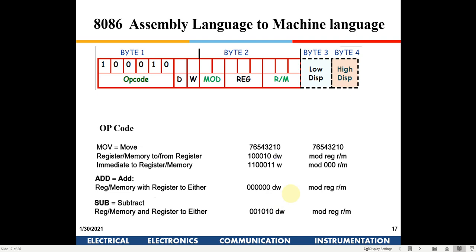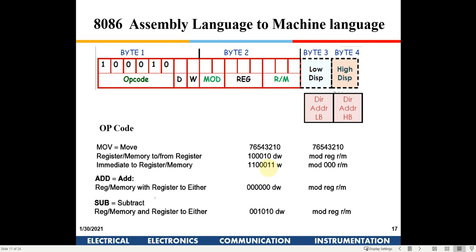Okay. So now, we have written here 10010, so that is moving from register to register. And below that, you have written 11001. Is that immediate to register? Yeah, that is immediate to register. So, what exactly does that do? See, these six bits are the opcode for register to register. And the first six digits here are the opcode for immediate to register.